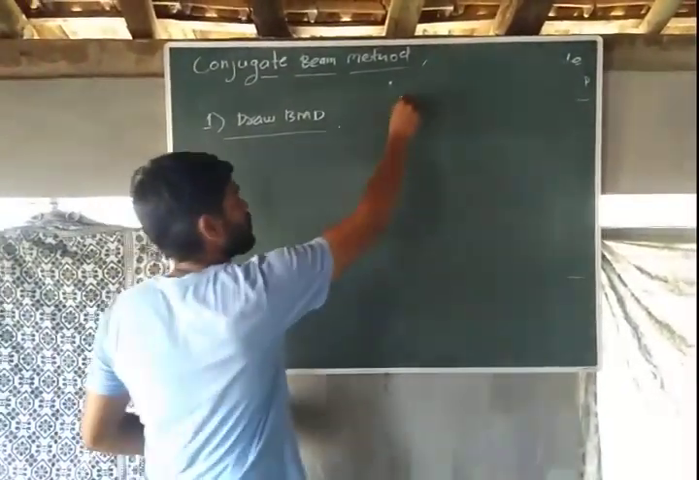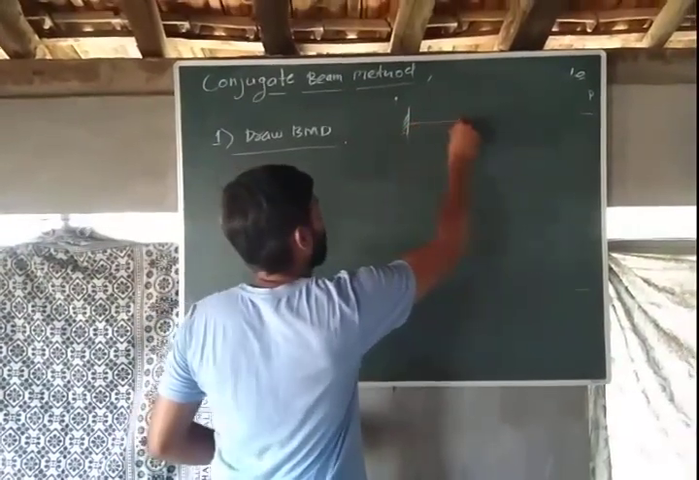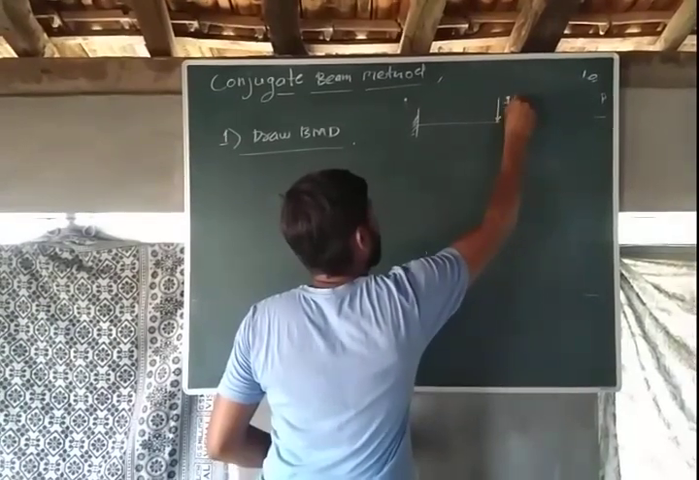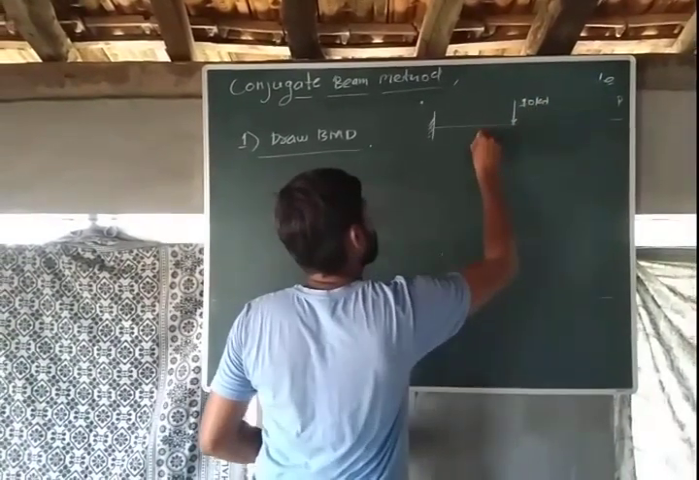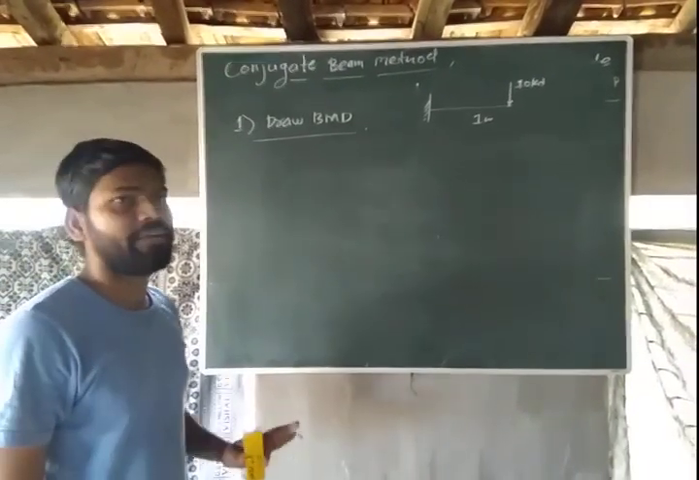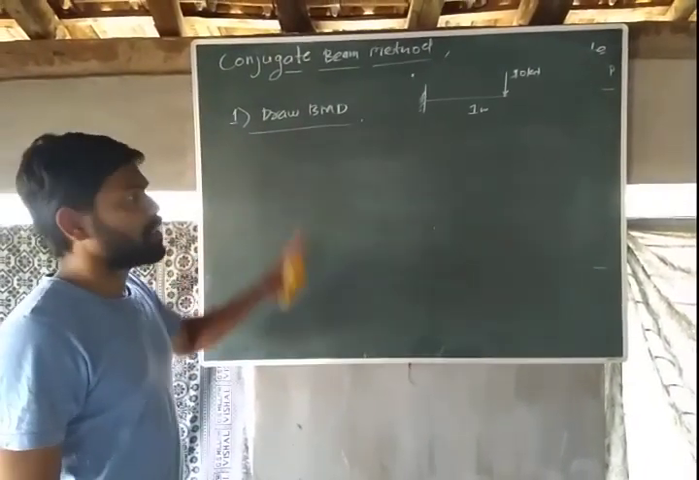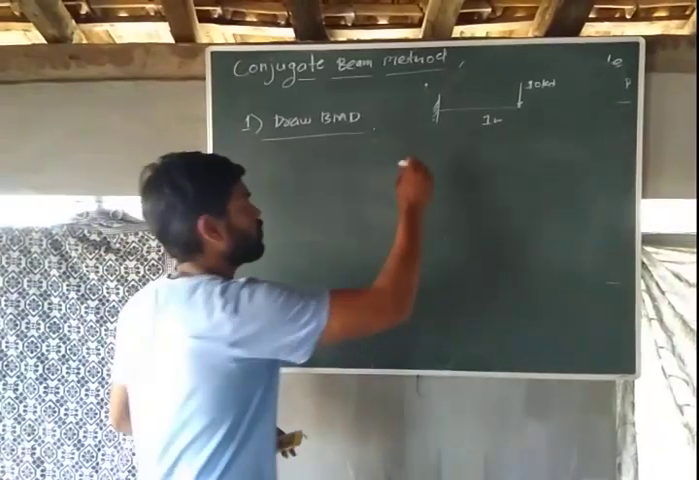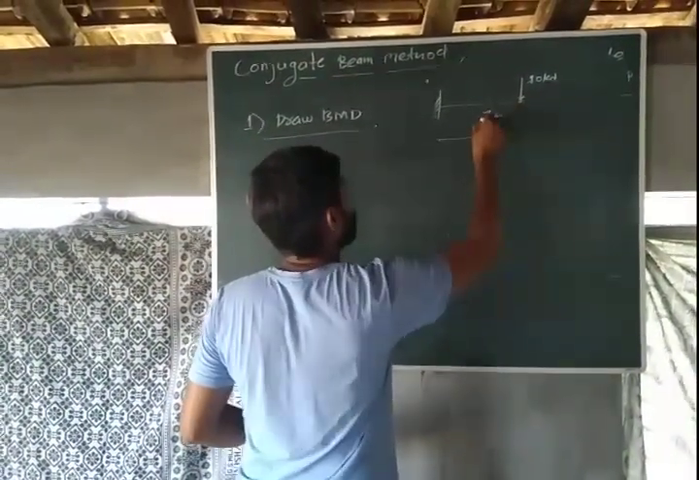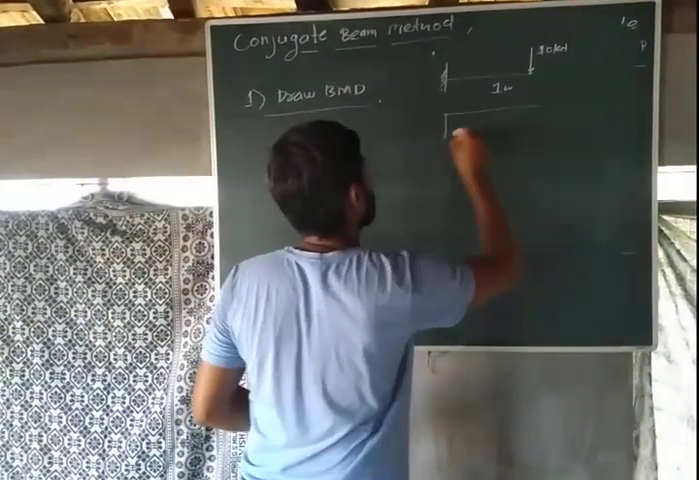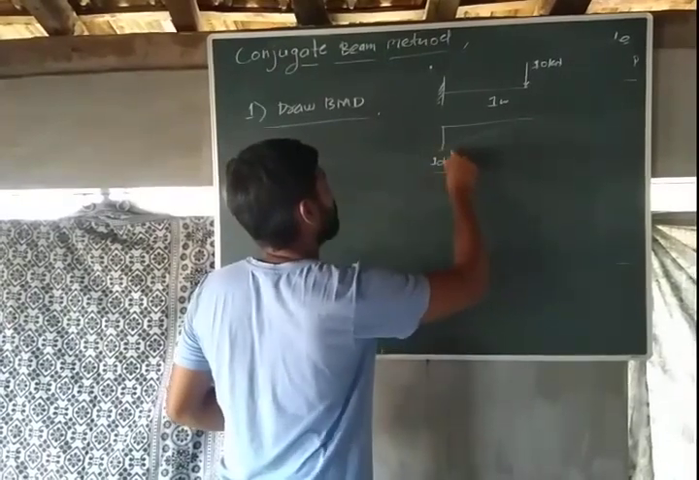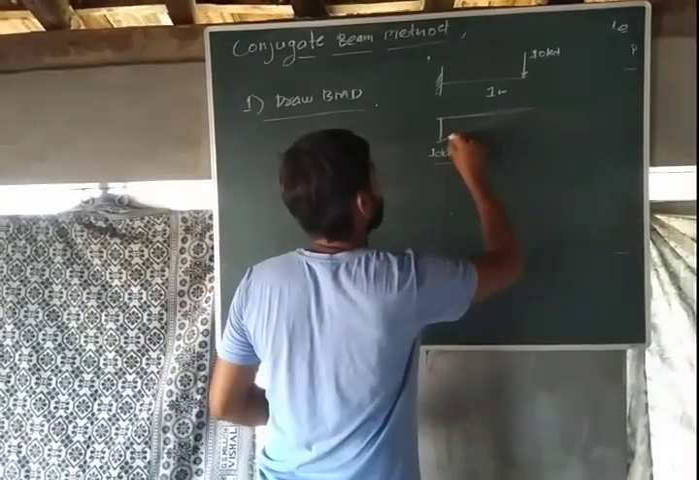Now suppose this is a point load, this is your real beam, and you have to find out the slope at the free end. So the first step is to draw the bending moment diagram. The bending moment for this one will become 10 into 1, so it is 10 kilonewton meter here. So this is your bending moment diagram.